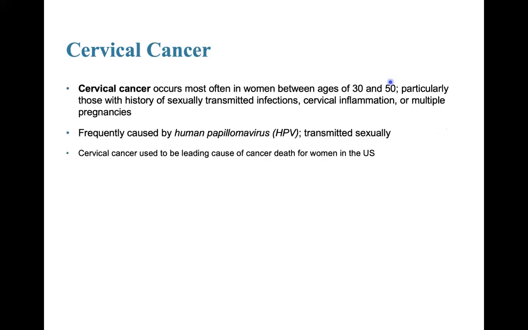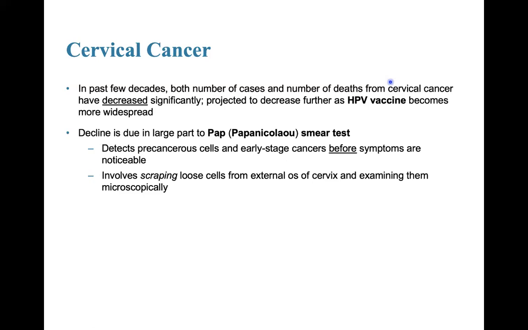Cervical cancer is most often in women between the ages of 30 and 50, particularly those with a history of sexually transmitted infections, cervical inflammation, or multiple pregnancies. Cervical cancer can be caused by human papillomavirus, and it used to be the leading cause of cancer death for women in the U.S. In the past few decades, both the number of cases and deaths of cervical cancer have decreased significantly, and this is actually due to the fact that there is an HPV vaccine.